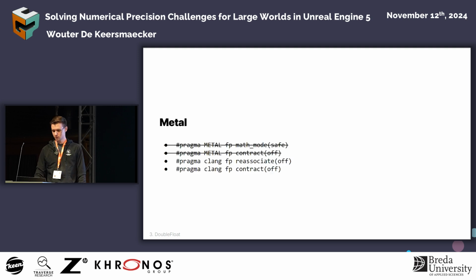Very briefly about Metal. The Metal manual specifies 2 possible pragmas for configuring fast math. Unfortunately, in my experience with the version I tested, these don't really work as I would expect them to. So setting math mode to safe doesn't actually prevent reassociation. But I tried the bottom 2 Clang pragmas, and they work perfectly as expected. There is also the Metal shader converter, which I believe goes directly from DXIL to Metal IR, but I've not tried this yet.